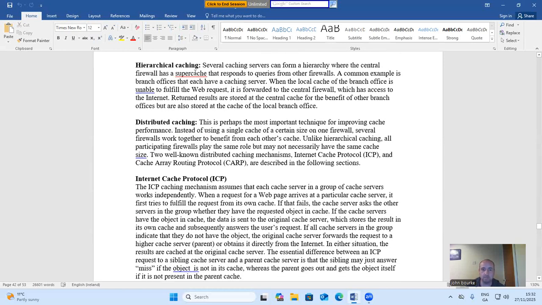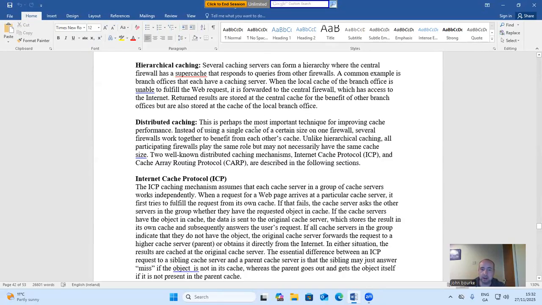Hierarchical caching. Several caching servers can form a hierarchy where the central firewall has a super cache that responds to queries from other firewalls. A common example is branch offices that each have a caching server. Where the local cache of the branch office is unable to fulfill the web request, it is forwarded to the central firewall, which has access to the internet. Returned results are stored at the central office for the benefit of other branch offices, but are also stored at the cache of the local branch office.